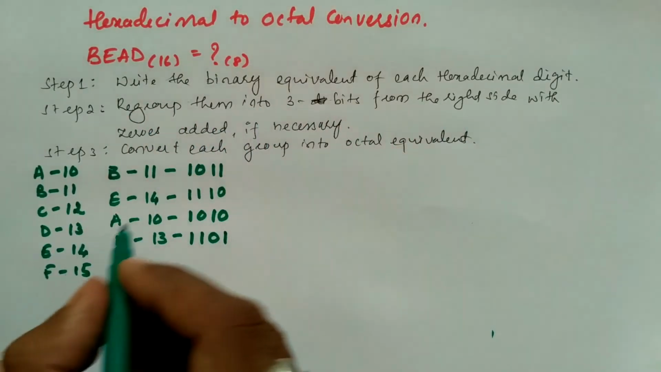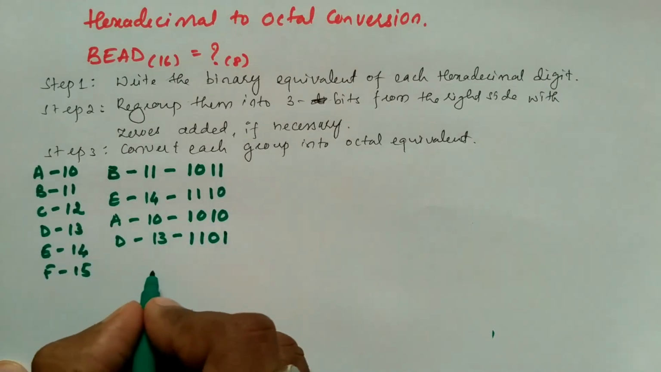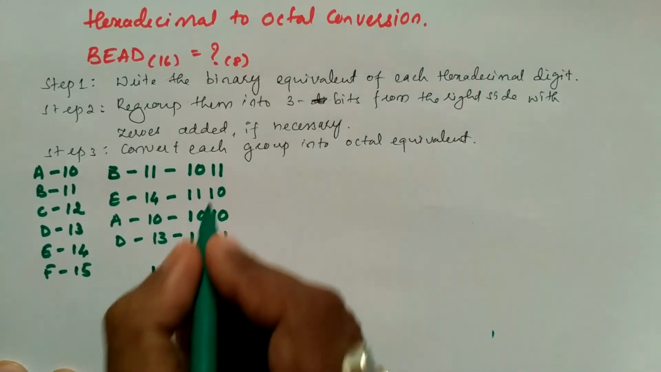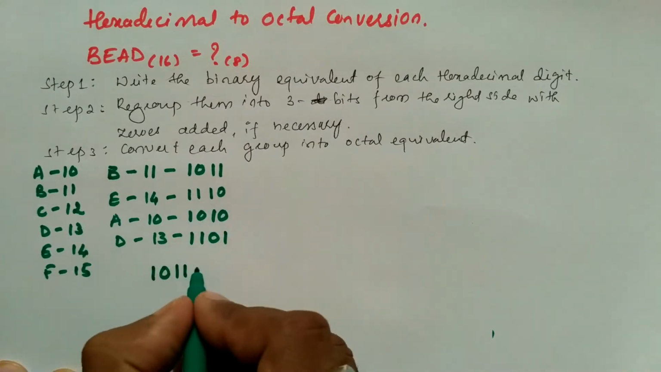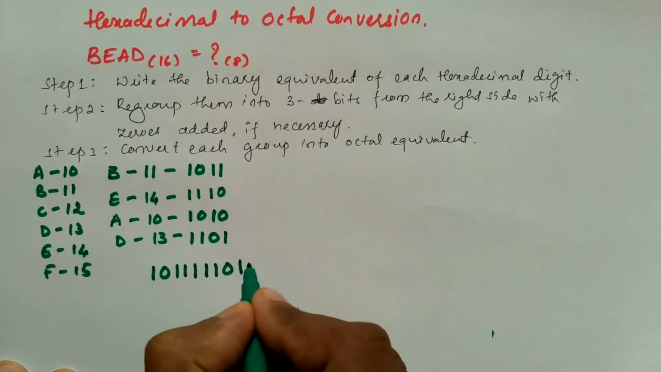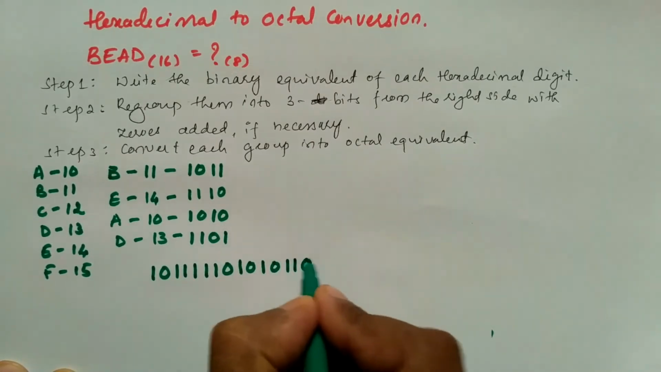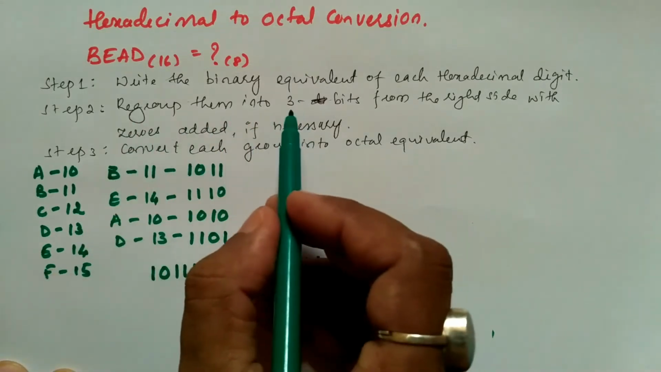Next, what we need to do is regroup them into 3 bits. First of all, I'm going to write them in a sequence. First B will come. I'm going to write B as 1011. Next E is 1110. A is 1010. D is 1101. So regroup them into 3 bits.